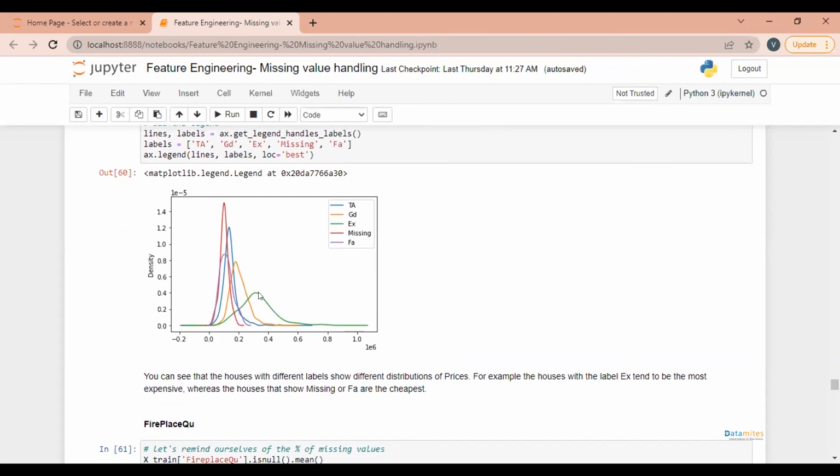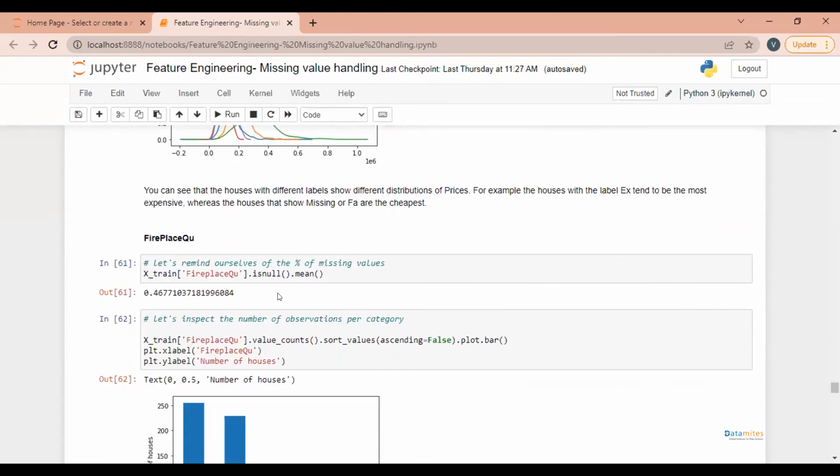So we can say the category with basement quality X has expensive houses, but in the case of our missing category, the average price is less. So the houses are cheaper, or we can say they are the cheapest ones we have.